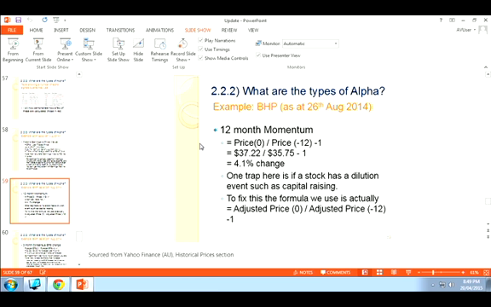All one has to do in order to calculate your 12-month momentum, your bubble factor, is grab the price now, divided by the price 12 months ago, say, minus 1, and that gives you your change. What researchers found is that stocks that have got very strong 12-month momentum tend to keep outperforming, and those that have got very strong negative momentum keep underperforming.